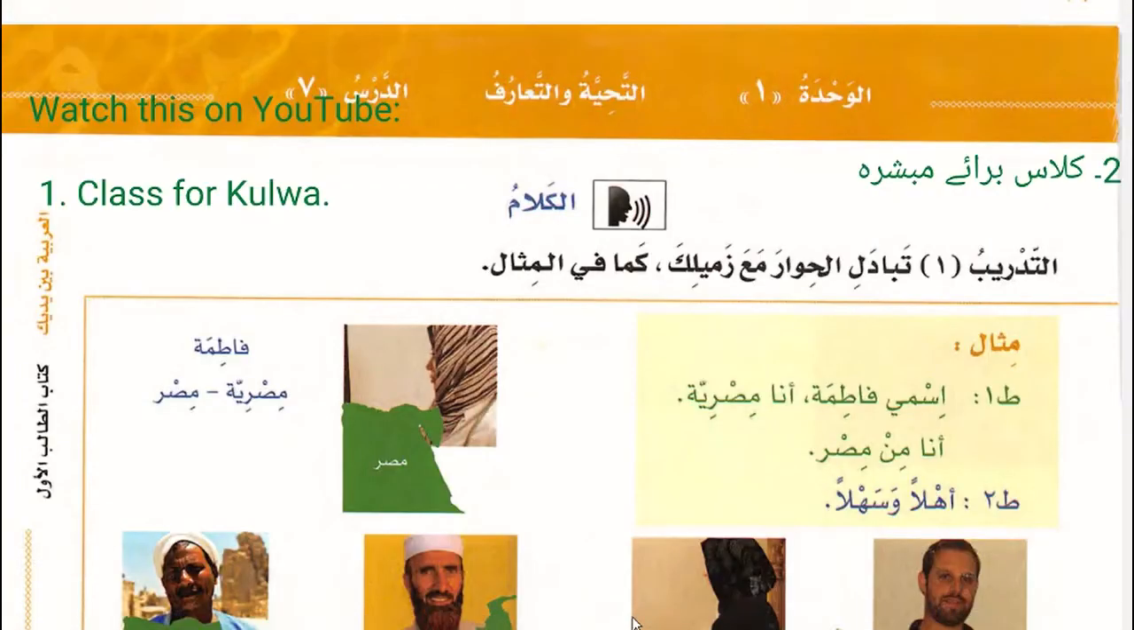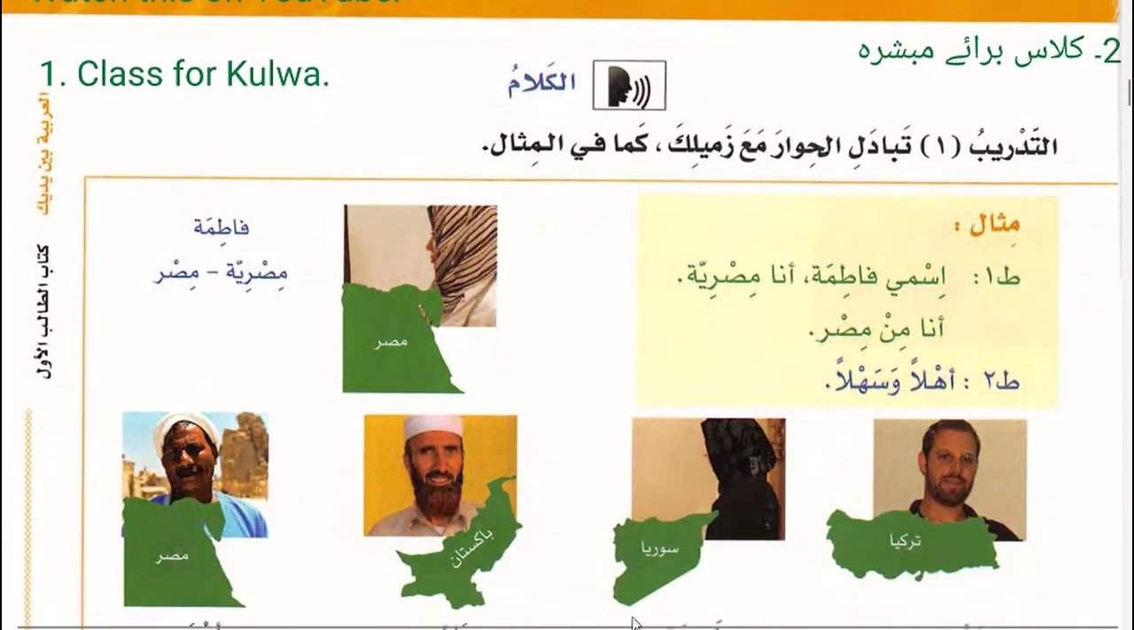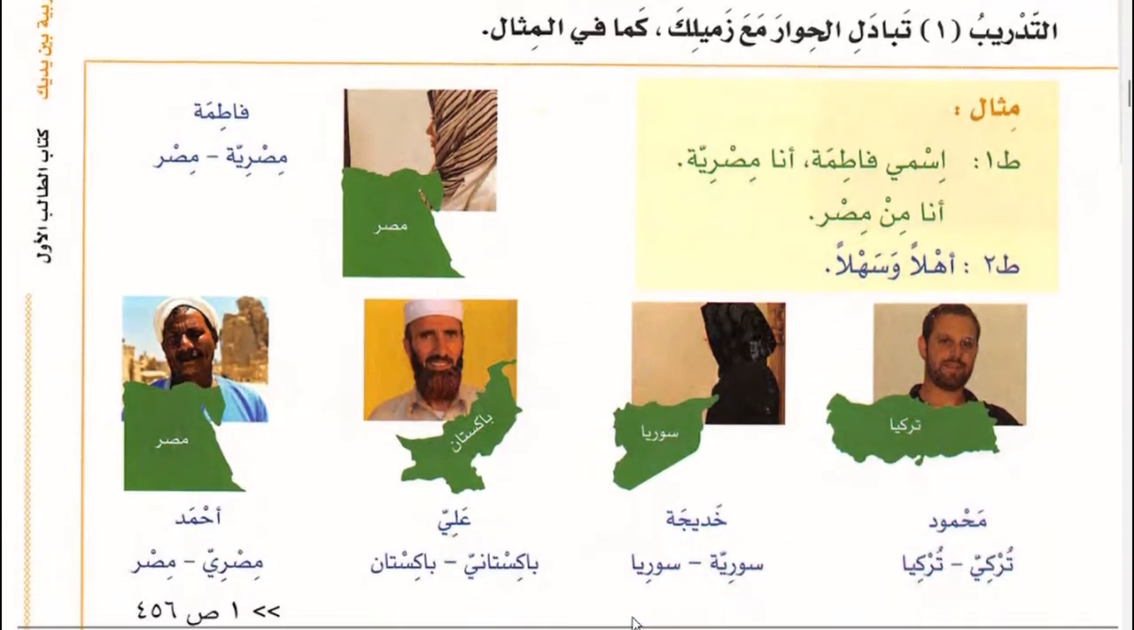Inshallah. Next we have Ad-Dars As-Sabi', the 7th lesson. So for example, At-Talibatul Ula, first female student: Ismi Fatima, my name is Fatima. Ana Misriya, I am Egyptian. Ana min Misr, I am from Egypt. At-Talibatul Thaniya, second female student: Ahlan wa sahlan, welcome. So here you will practice how to tell your name, how to tell your nationality, and how to tell your country.